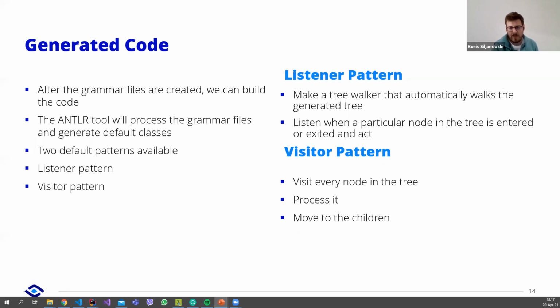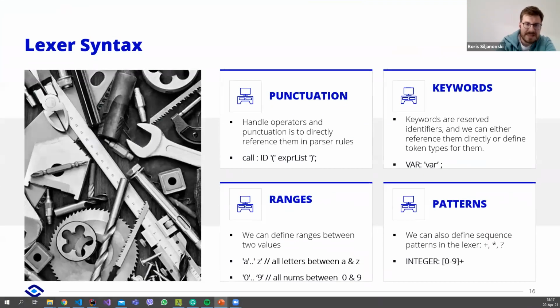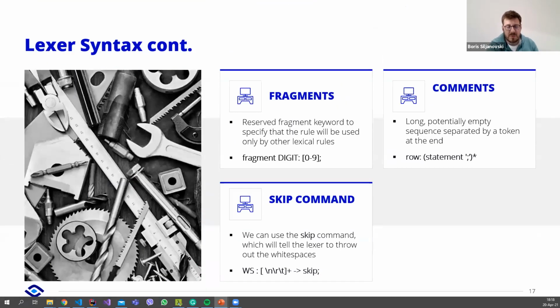And after that, we move to the children and so on. So here's some simple syntax that can be used in the Lexers and the parsers. Basically, the Lexer and the parser have similar structures, and that's why the Lexer symbols we write in all uppercase, and the parser keywords we write in camel case. So basically, we have punctuation, keywords, ranges, and patterns, and we're going to explore them in more detail once we get to the demo application.